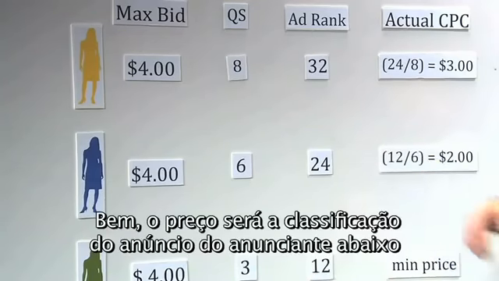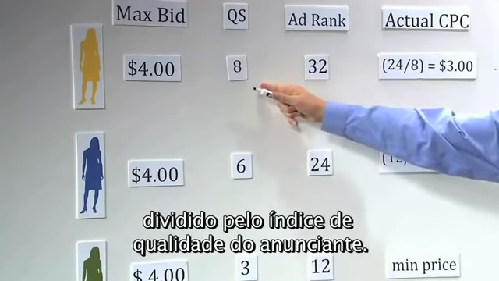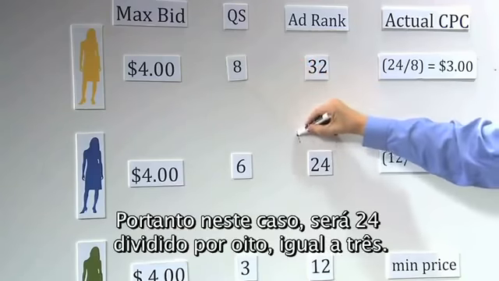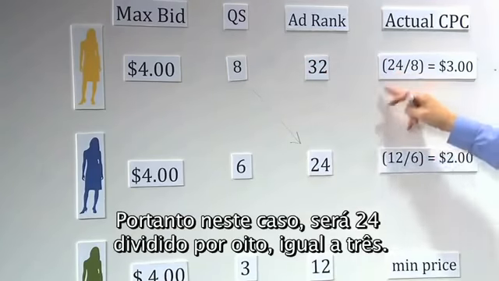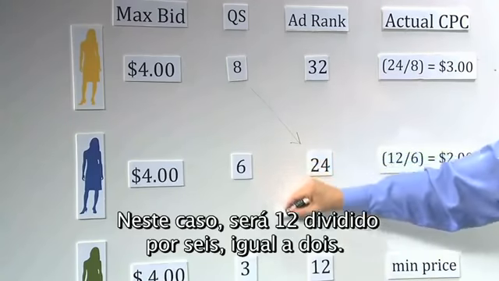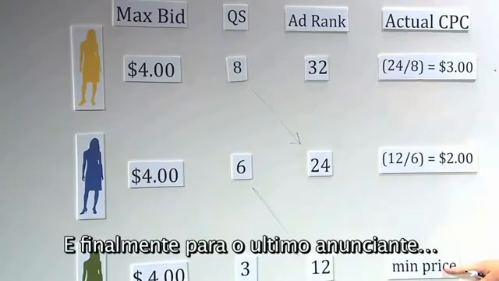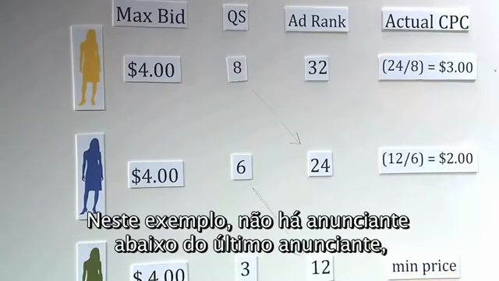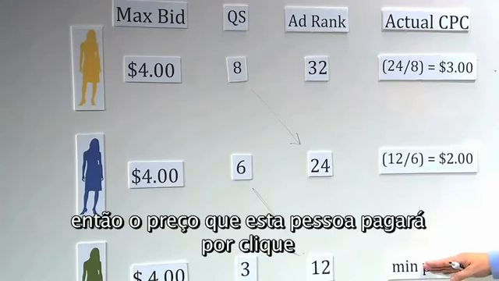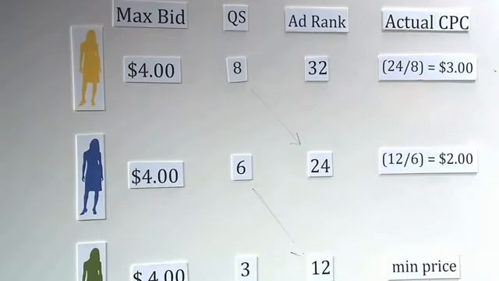Well, the price is going to be the ad rank of the advertiser below divided by the quality score of the given advertiser. So in this particular case, it's going to be 24 divided by 8, or 3. In this case, it's going to be 12 divided by 6, or 2. And finally, for the last advertiser, in this example, there's no advertiser below the last advertiser, so the price this person ends up paying per click is just the minimum price that's determined for that auction.